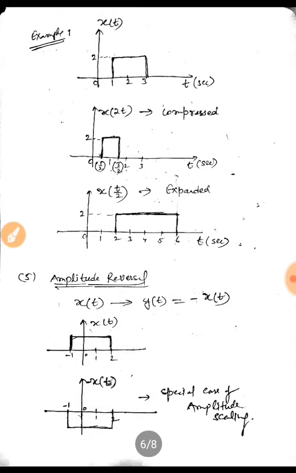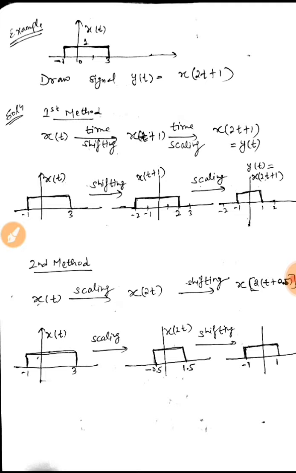Now let's see some examples. Example first: we are given x(t), a square pulse, a rectangular pulse defined for minus 1 to 3 with an amplitude of 1. Minus 1 to 3, that is for 4 seconds. So we need to draw x(2t + 1).